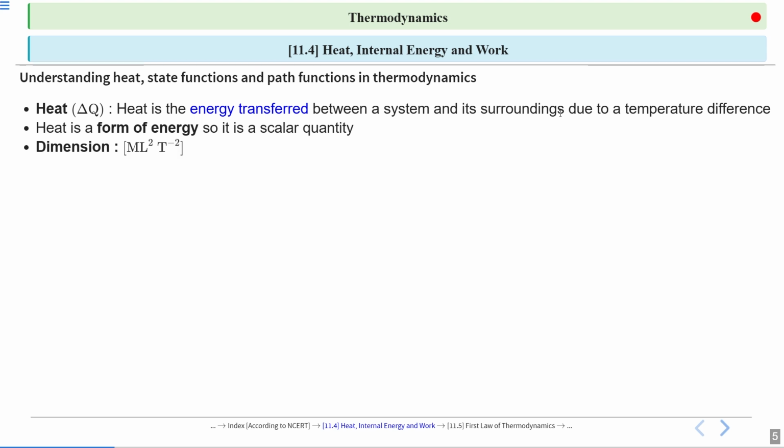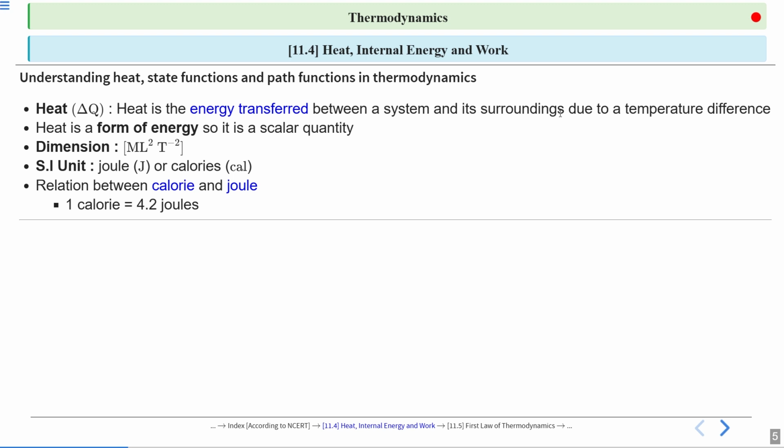And the dimensional formula of heat is ML squared T raised to the power minus 2. SI unit joule or calories. Joule is denoted by capital J, whereas calorie is denoted by CAL. And there is a relation between joule and calorie. So we can say 1 calorie is equal to 4.2 joules and 1 joule is equal to 1 by 4.2 calorie. Yes or no?